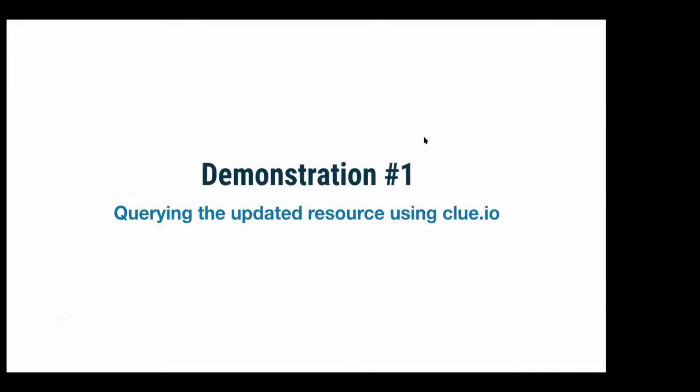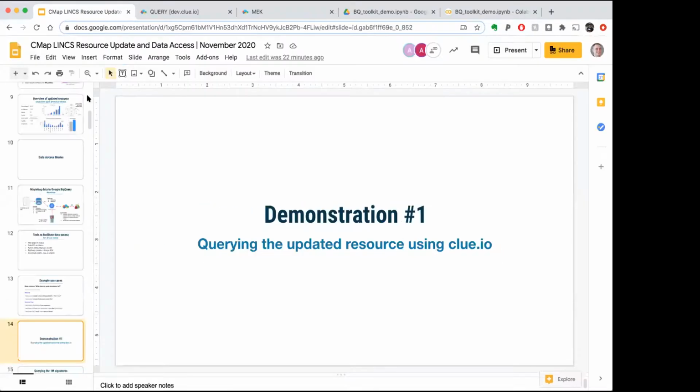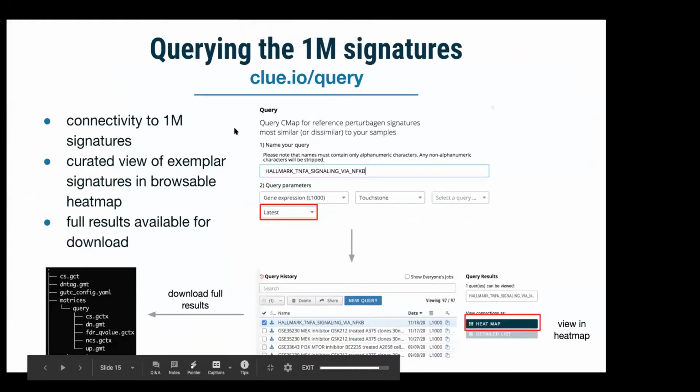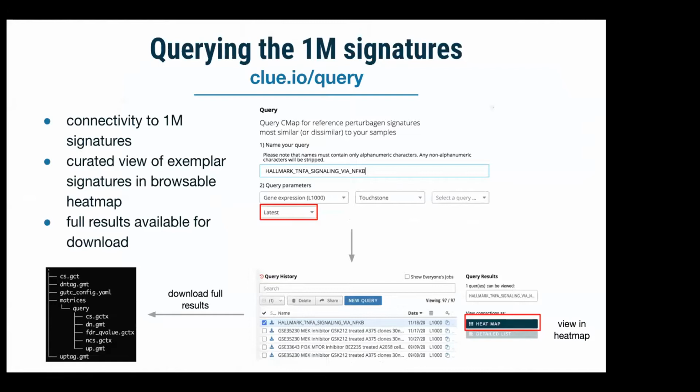Before going too much deeper into that, I did want to do a demonstration of our query tool. So this, again, is probably the most common use case of the data. The question here is, what does some external gene set connect to in CMap? And so the way this works is you would navigate to clue.io/query, and I'll show this in a second. Input a name for your gene set and copy and paste in the genes, and then hit run. That will take a few minutes to run on the back end, so I won't do that live here, but I'll show some pre-computed results.